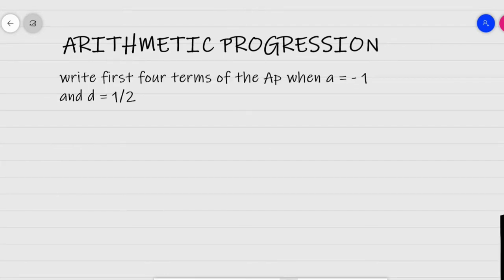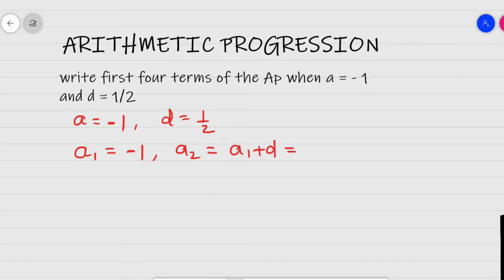Now let us see one question. Write first 4 terms of the AP when A is equal to minus 1 and D is equal to 1 by 2. See, simply how will you make an arithmetic progression? What will be your AP? First term A is equal to minus 1 given. D is given as 1 by 2. Now, your A1 will be equal to minus 1. A2 will be equal to how much? A1 plus D. So what is your A1? A1 is minus 1 plus D is 1 by 2.